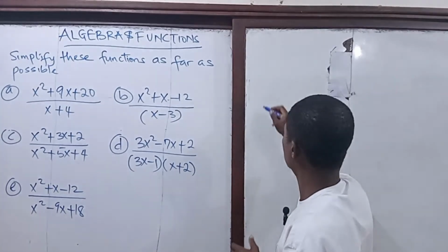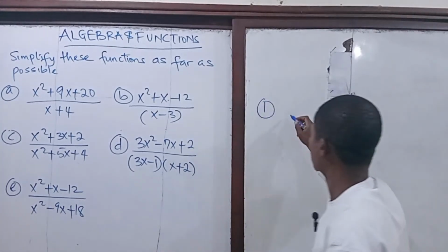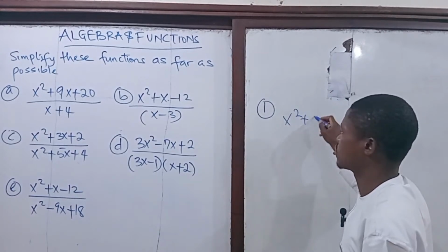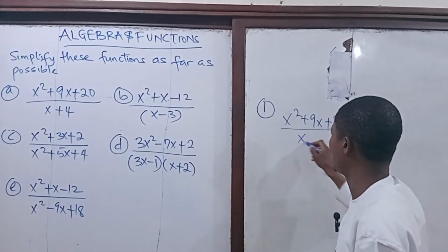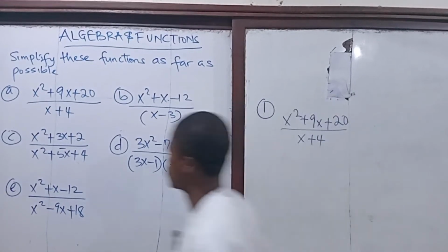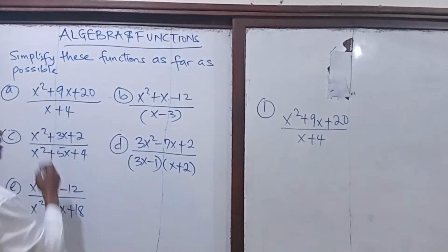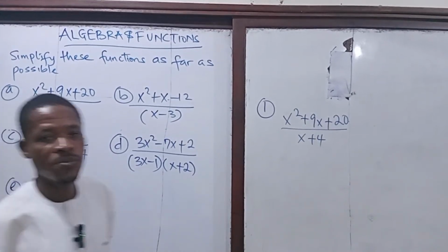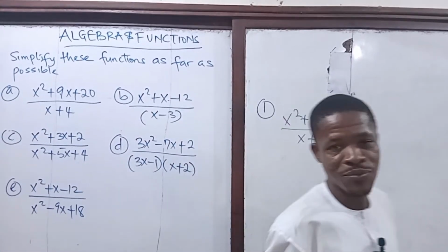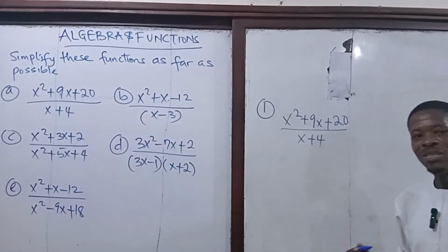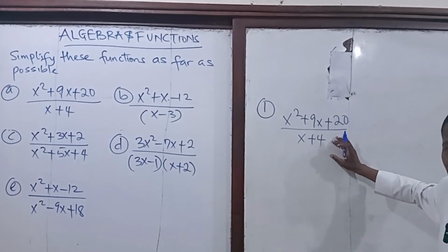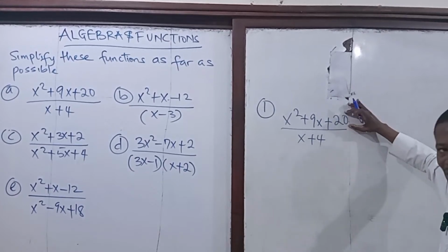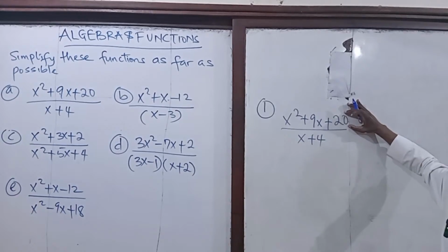The first one, the numerator is quadratic in nature, while the denominator is linear. Okay, so what do we do? There must be conformity in the expression. This is quadratic, this is linear. So we need to turn the quadratic to a linear expression. And how do we do that?